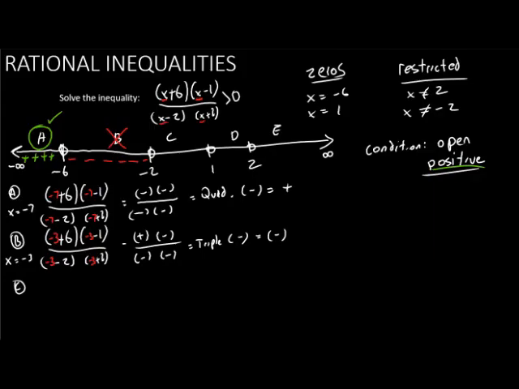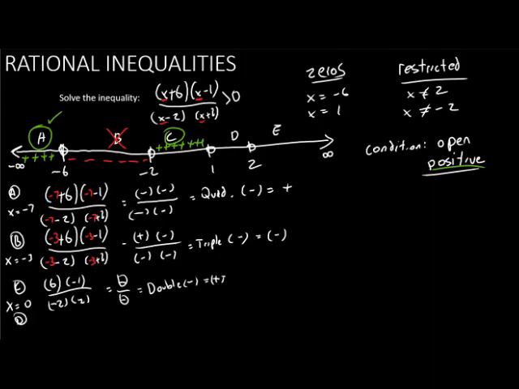Now we move to region C and pick something in between negative 2 and 1. We'll use x equals 0 here. This will give us 6 times negative 1 on top over negative 2 times positive 2. If we take 6 times negative 1, we'll get a negative, and then negative 2 times 2 will give us negative 4, also negative. But here we have a double negative, and a double negative will return a positive answer. Therefore, region C is positive, and that matches the condition, so region C will be part of the answer.